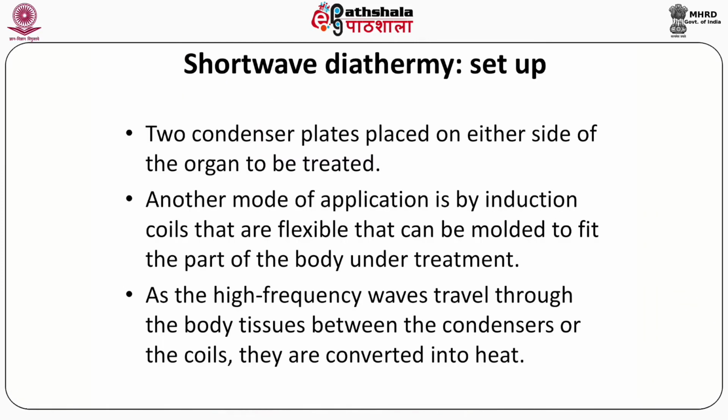Coming to the setup of the shortwave diathermy. What are the setups of shortwave diathermy? Two condenser plates are used. The two condenser plates are usually placed on either side of the organ to be treated, so the organ comes in between the two condenser plates. Another mode of application is by induction coils that are flexible, that can be molded to fit the part of the body under treatment.